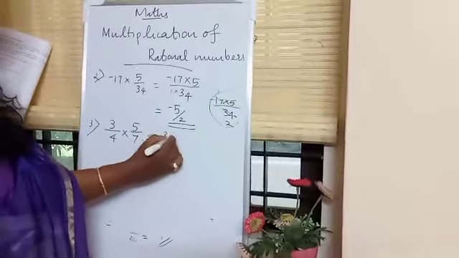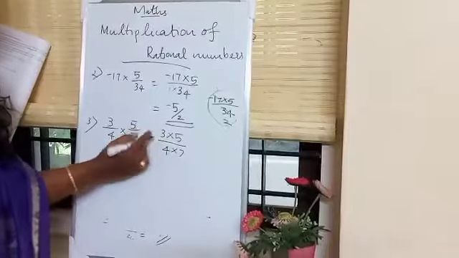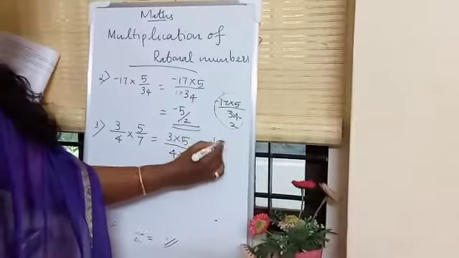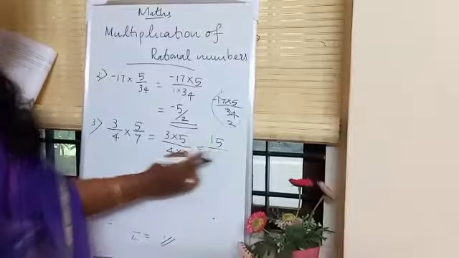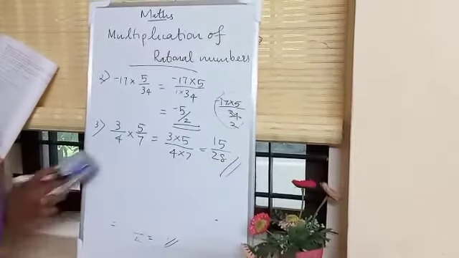Next, 3 by 4 into 5 by 7. That is 3 into 5 by 4 into 7. Multiply the numerator by multiplication of denominator. 3 into 5, 15. 4 into 7, 28. Okay. Next.